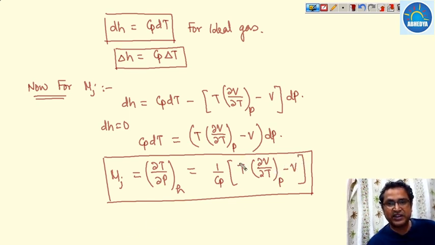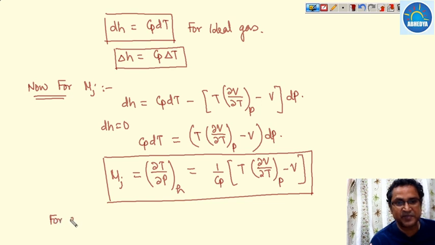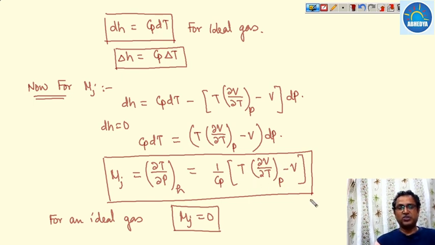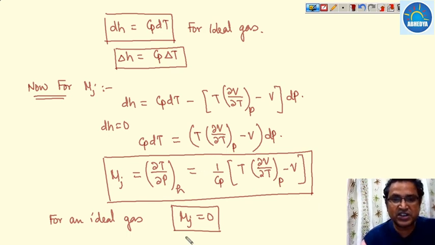But we have calculated that this value is equal to 0 for any ideal gas. So for an ideal gas, mu J becomes 0. The value of mu J for any ideal gas is always equal to 0. This is a very important result, and this question has been asked many times, so always remember it. So this is all about the Joule-Thomson coefficient.